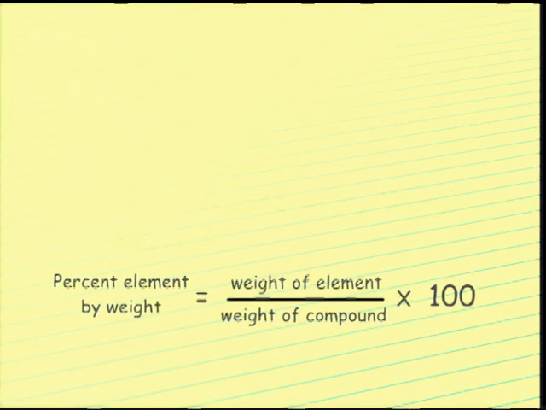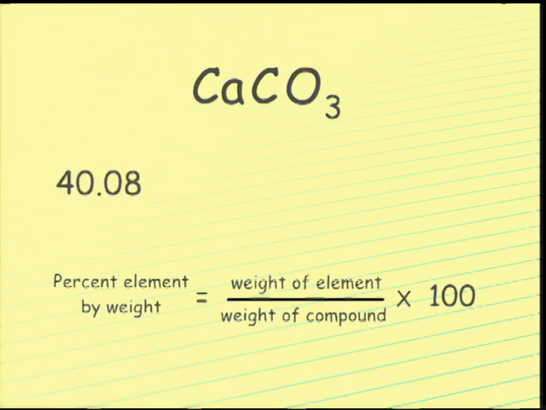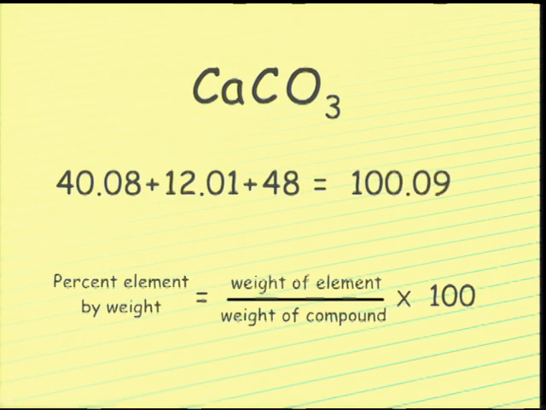The formula for calcium carbonate is CaCO3. To calculate the percent by weight of each element, first find the atomic weight and then calculate the molecular weight of calcium carbonate. Calcium has 1 atom at 40.08, carbon 1 atom at 12.01, and oxygen has 3 atoms at 16 each, for a total of 48. The molecular weight of calcium carbonate is 100.09.